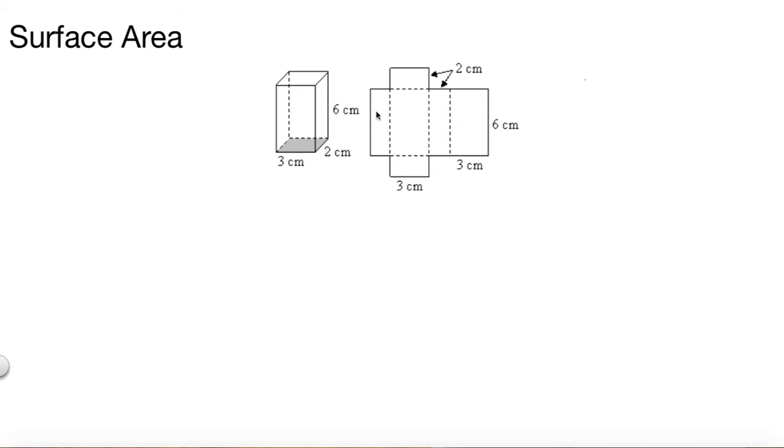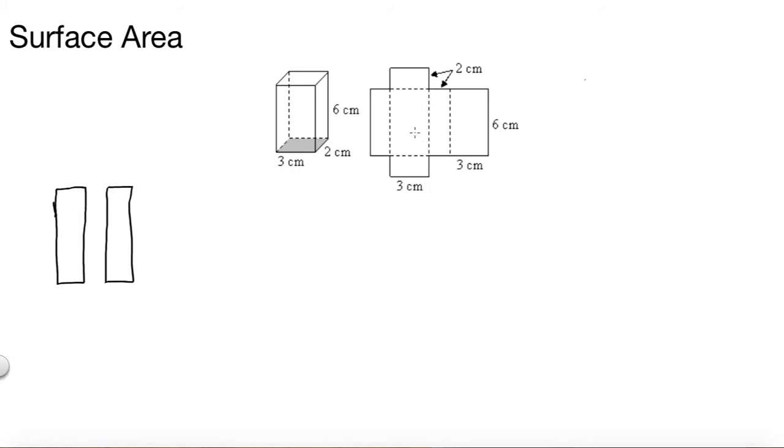So if I notice here, I have this face here, which is 2 centimeters by 6 centimeters, right? I have two of those. So let's redraw those. 6 centimeters by 2 centimeters. Not the best. I'm going to draw two of those. Okay, so I have face 1, I have face 2.